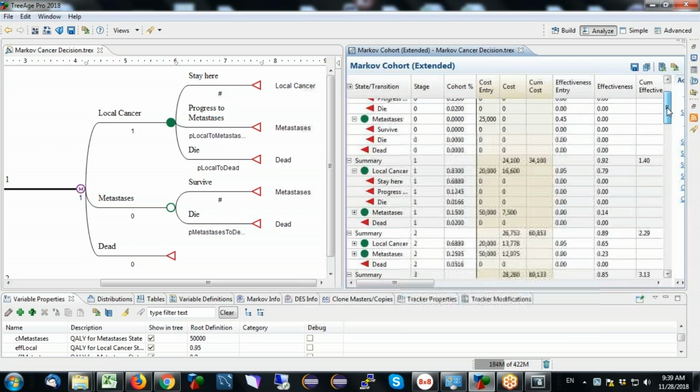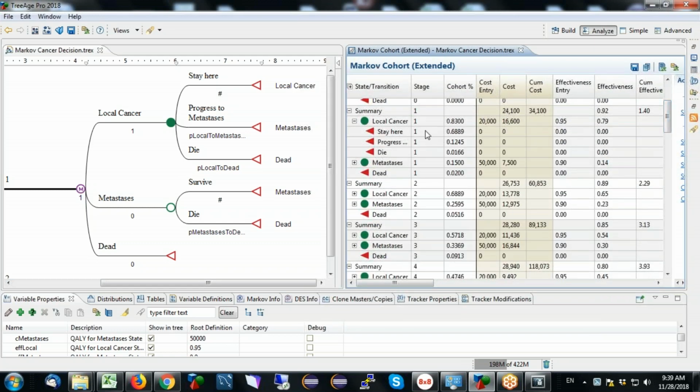Now, as we go down to the next cycle, second cycle, everyone's not there. So we're only having 83% of the cohort there. That gets multiplied by the 20,000, and we end up with 16.6 thousand accumulated in cycle two, and 0.79 qualities accumulated in cycle two. So you can use these reports to validate the flows of the cohort through the model, and based on those flows, this is what I entered in the model, and this is how much is accumulated in the model. So it gives you full visibility into what that Markov model is doing.